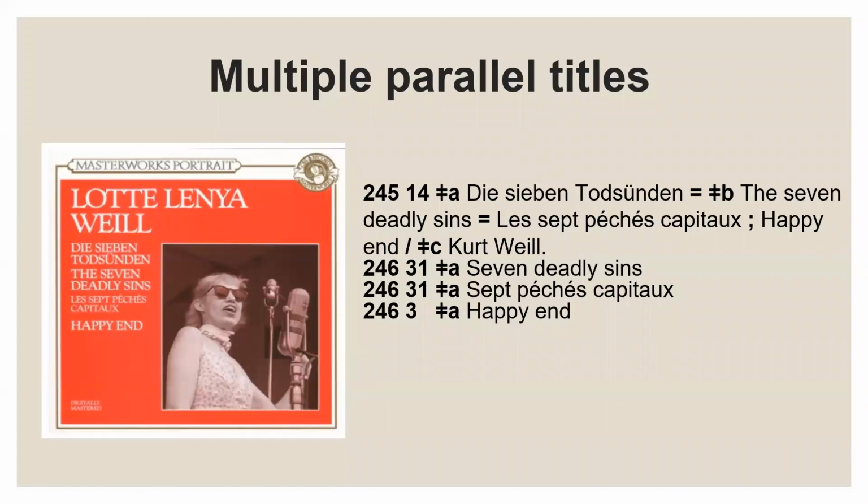so that it appears in the pack as a parallel title. Since happy end, which is at the end of the 245, is a separate title, it also requires a MARC tag 246 with the first indicator 3 for an added entry.